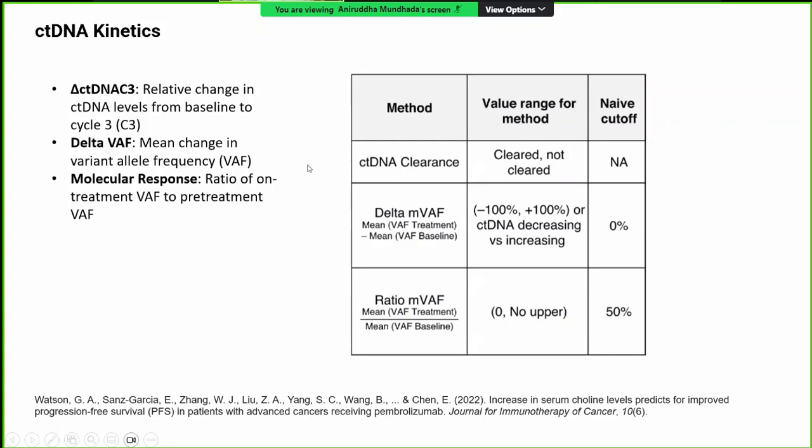In delta variant allele frequency, there is a mean change in VAFs, and this is not quite as useful as clearance, because even a change of VAF from 1% to 0.5% will lead to a 50% drop, or a 100% drop, which might not be suggestive of the MRD assay being positive or the tumor getting removed from the body.